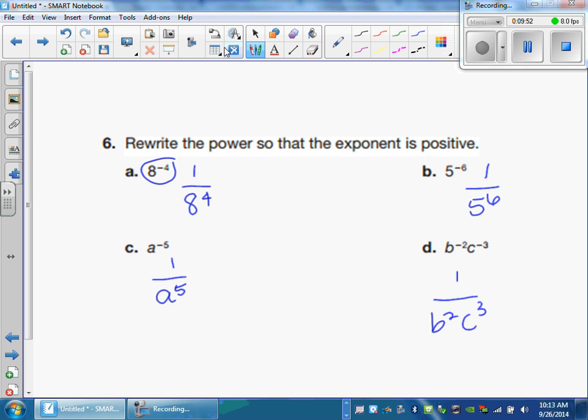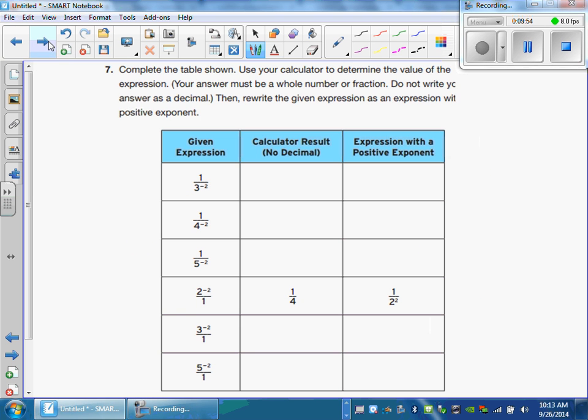All right, I'm going to move on to number 7 now. Number 7 wants you to complete the table. They say go ahead and use your calculator. I'm totally fine with that if you want to get your calculators out. They say your answer must be a whole number or a fraction. Do not write your answer as a decimal. I want you and your partners to go through and use your calculators to figure out the table. When you have that done, press play and I will get you the answers.